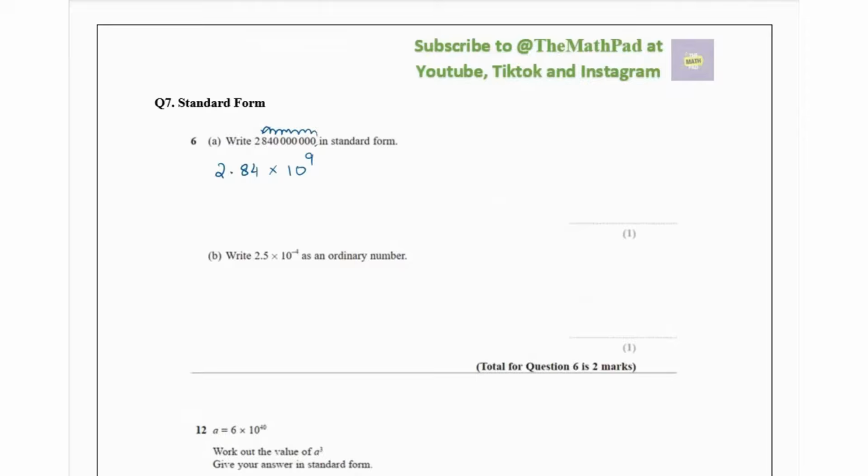So since the power is negative, we move the decimal 1, 2, 3, 4 places to the left-hand side. So that's 0.00025. That is your answer as an ordinary number. So you need to know about your basic conversion from standard to ordinary and vice versa.